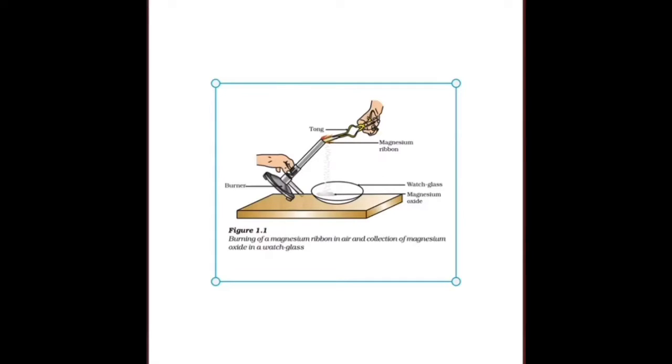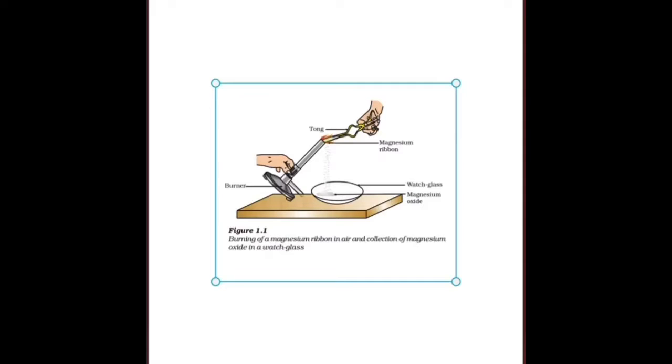Before revealing the name of the chapter, there is a picture placed on your screen. What do you observe? A magnesium ribbon is burned and magnesium oxide is collected. So magnesium ribbon is converted into magnesium oxide.